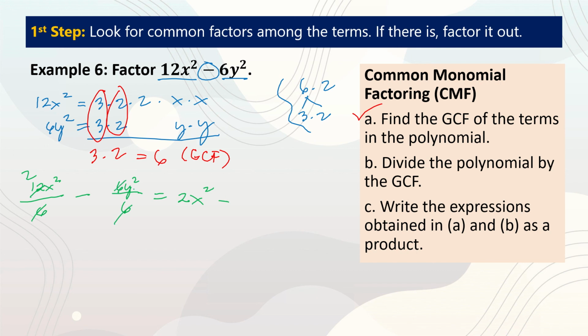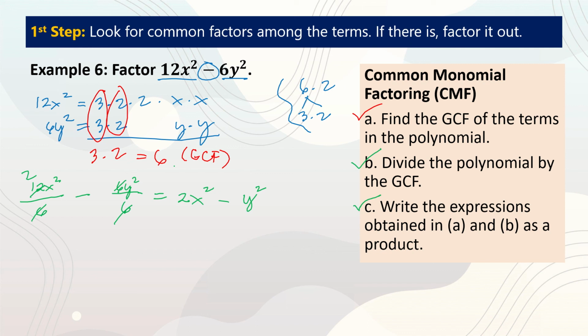So, ibig sabihin makakancel out yan. 1 na lang siya. Then, y squared, walang makakancel out. So, you just have to copy it. But you don't have to write 1. Because it's understandable that when you don't see any numerical coefficient beside it, the assumption is that the numerical coefficient is 1. So, we're done with B. We're now down to C.